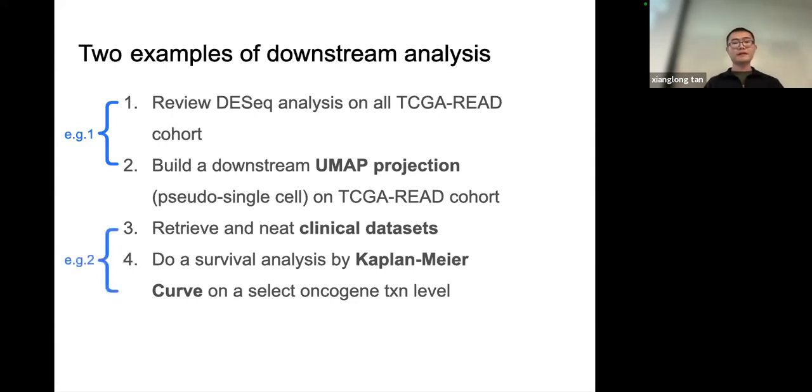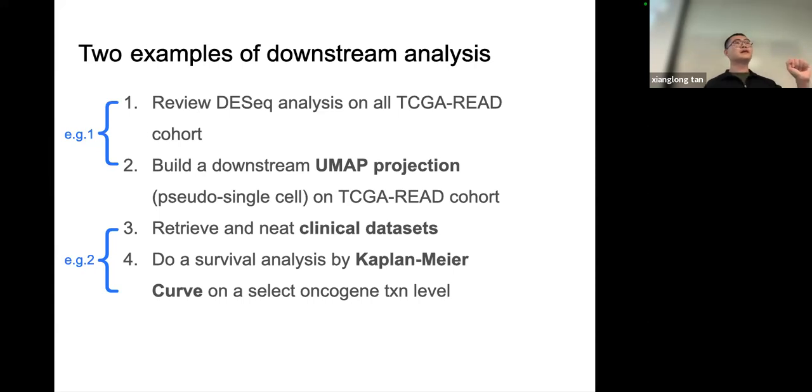And in the second case, we will retrieve and knit the format for the clinical data sets from the TCGA READ projects. And then we will combine that with the transcriptome data analysis performed by DESeq. And then we will pick a selected oncogene that we're interested in, and divide our cancer cohort into two groups based on the transcriptional intensity of our selected oncogene or the gene of our interest.